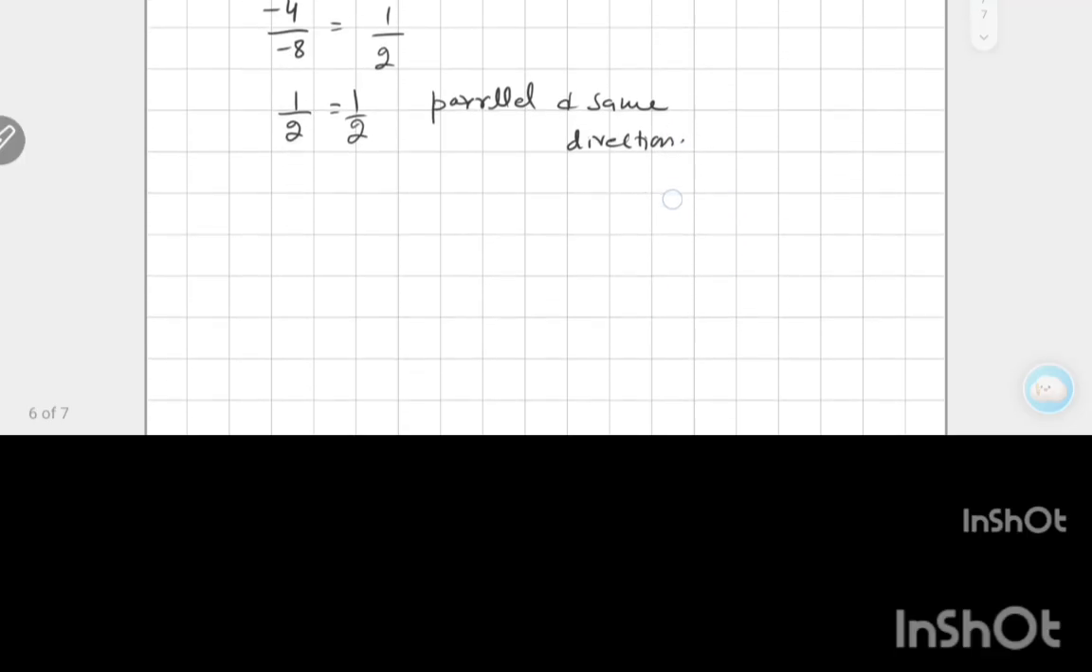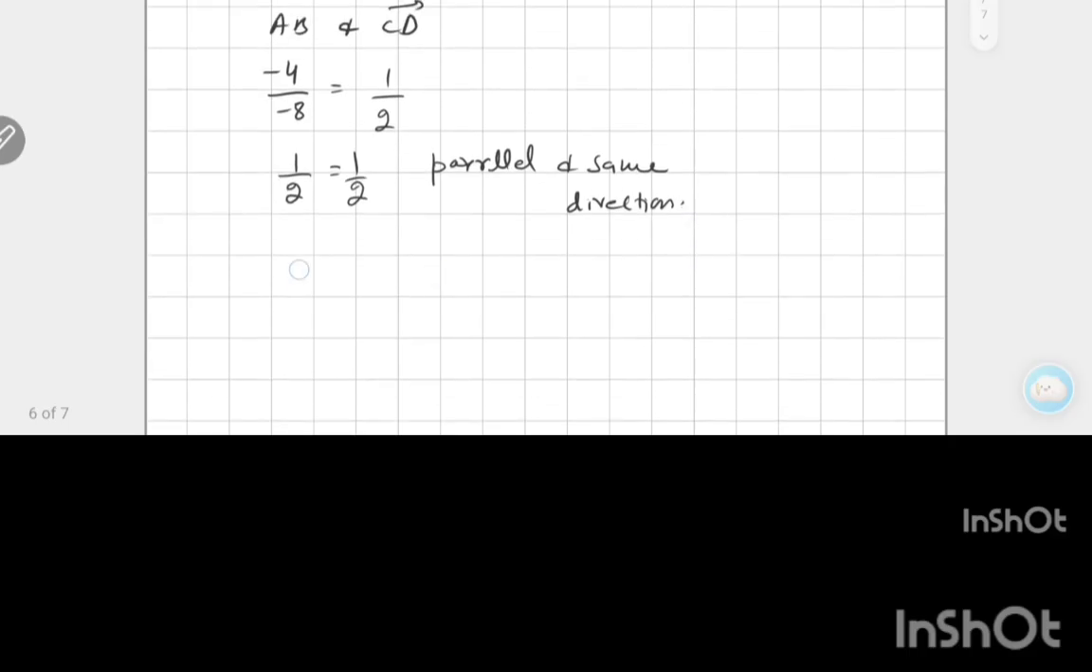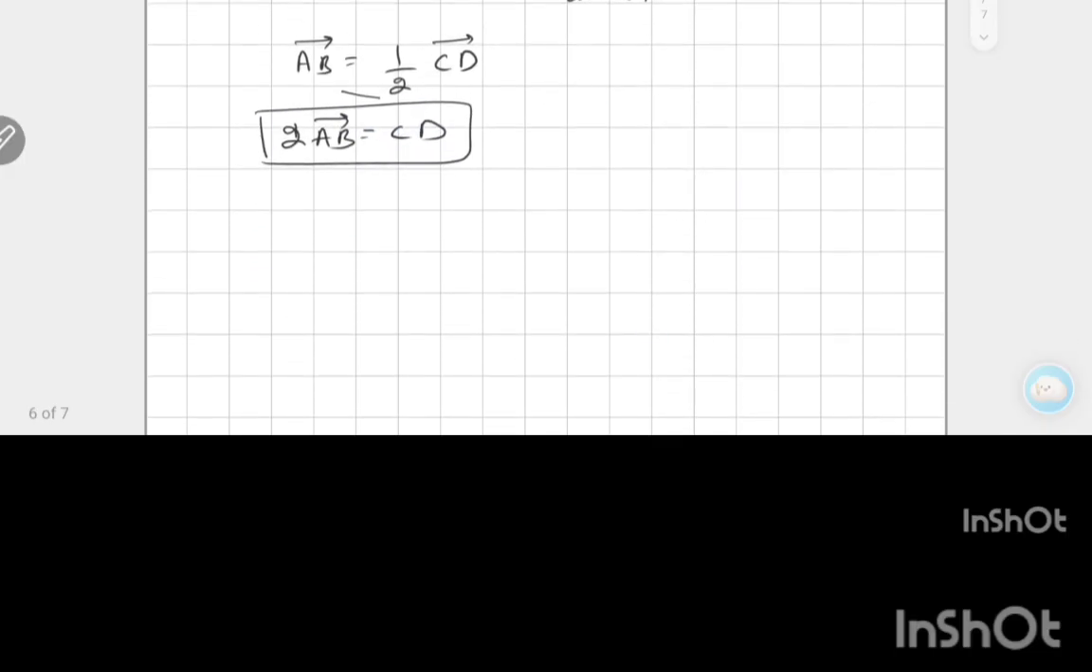Now, the second one. We can also write this one: AB vector is 1 by 2 of CD. Now this 2 will be multiplied by AB, so 2AB equals CD. Hopefully, dear friend, you understand this one.